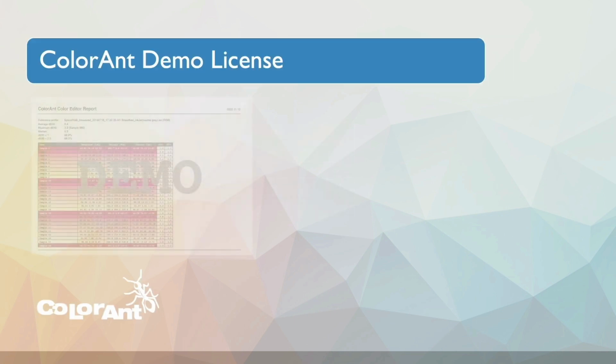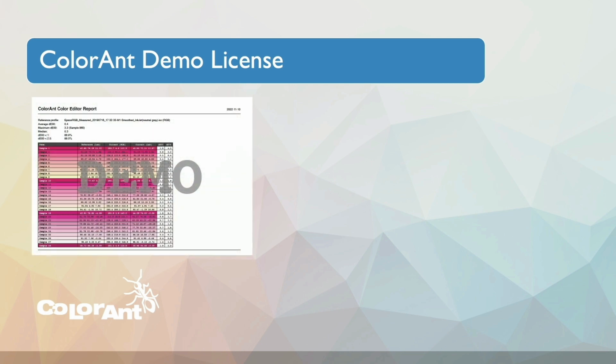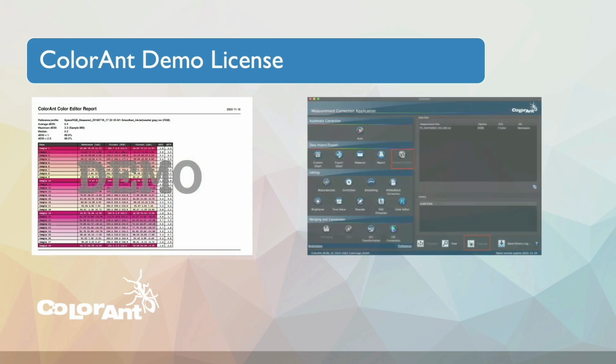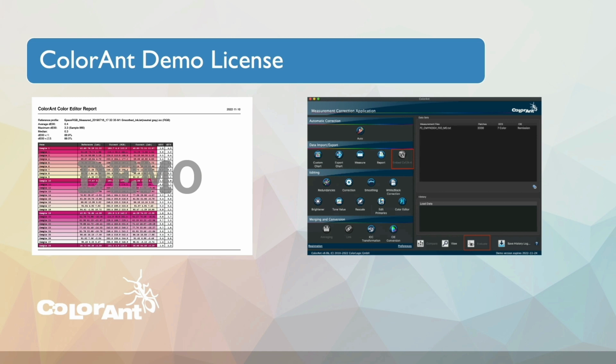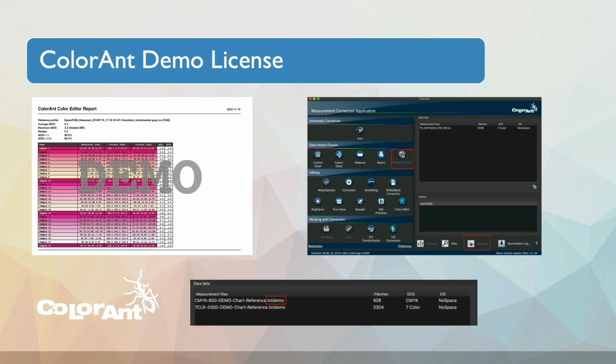With ColorAnt, all measurement reports have a demo watermark. The embed CXF/X4 text view and evaluate features are not available with demo licenses. Saving measurement files other than in .txt format is also not available.